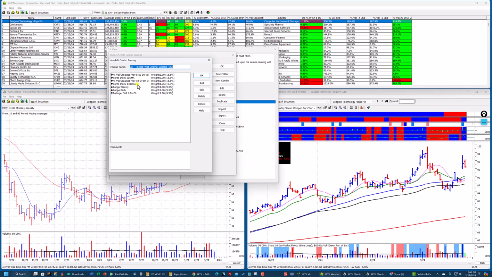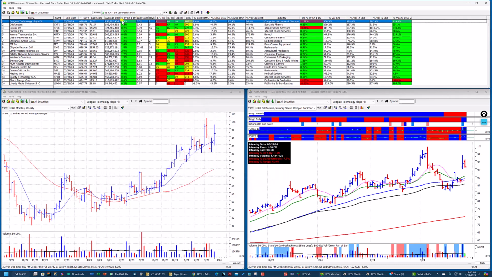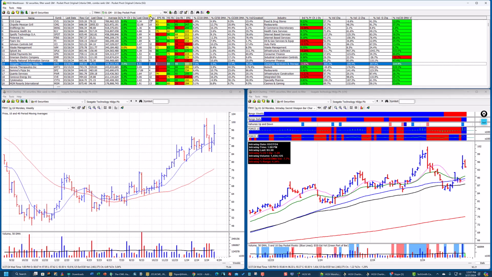And then the combo rank is just a standard I've used for a long time. It's got both pocket pivots in here and the force index and so on. And it just brings the best stocks to the top of the list based upon that as far as the criteria.